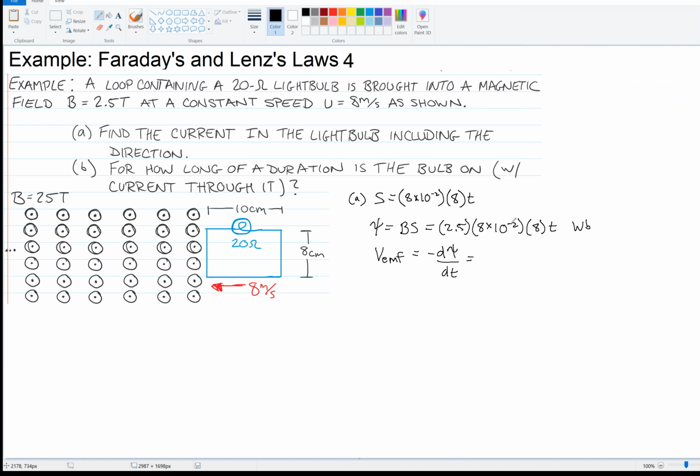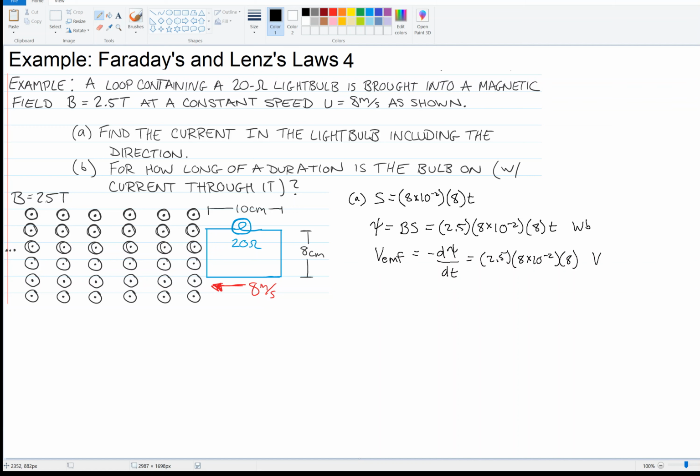Okay, and so we just need to take the time derivative of psi. So that's easy enough, right? This is just a linear relationship with t, and it's linear because we have a constant speed. So this is just 2.5 times 8 times 10 to the minus 2 times 8, and that's in volts now.